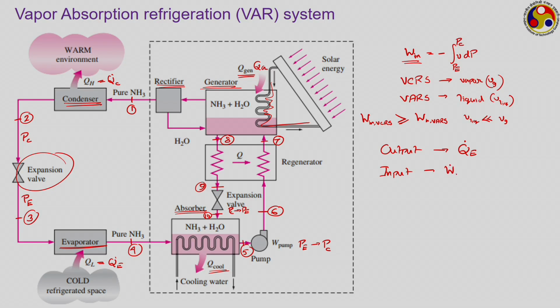Definitely your input is the pump work that you are giving, or the power that you are supplying to the solution pump, plus there is another input. We are also giving this Q dot G, the thermal energy that you are adding to the generator. So, it is more like a thermally driven system. We are definitely giving mechanical energy as input in the form of the pump work, but that is generally extremely small compared to the work required for the compressor, and that is why it is more a thermally driven system, or we call it a thermal compression that is happening to the working medium.